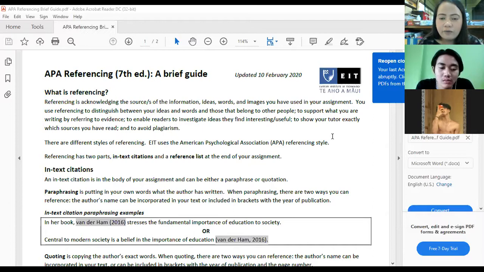Okay, we make use of these ideas to show your tutor exactly which sources you have read and to avoid plagiarism. When we say plagiarism, it means you took the idea of another person without proper acknowledgement.